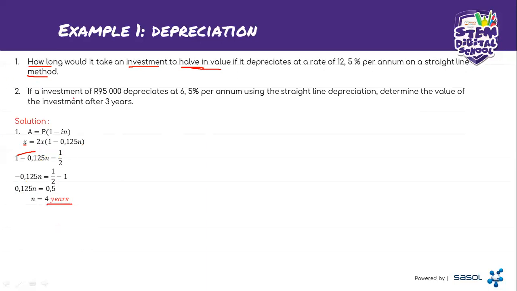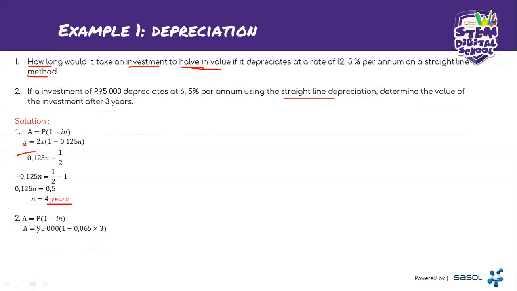Now, number 2, if an investment of 95,000 depreciates at 6.5% per annum using the straight line depreciation, determine the value of the investment, right? Let's see how we do that.